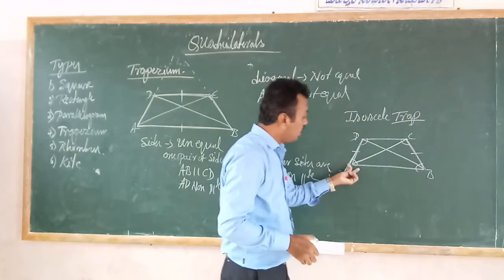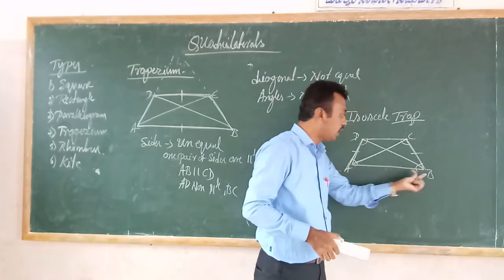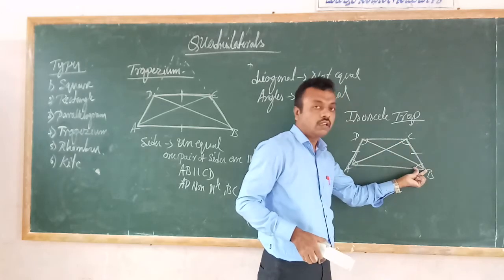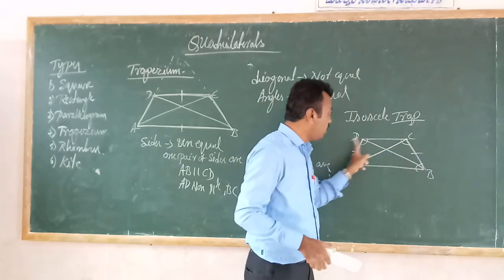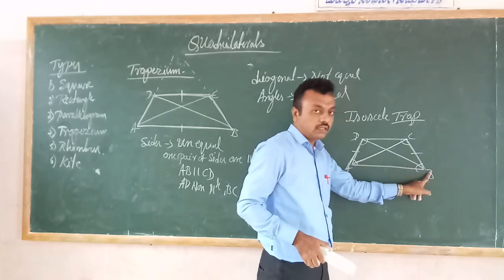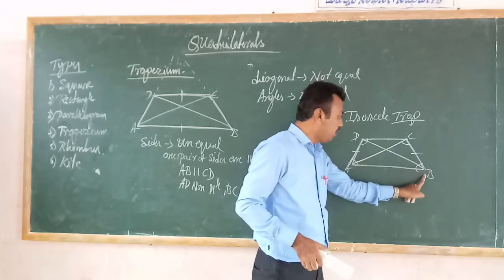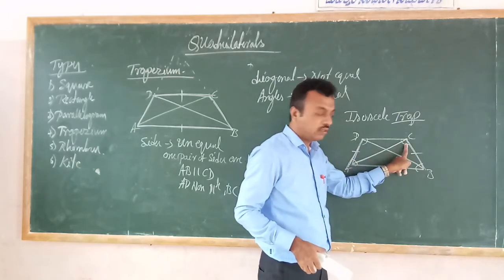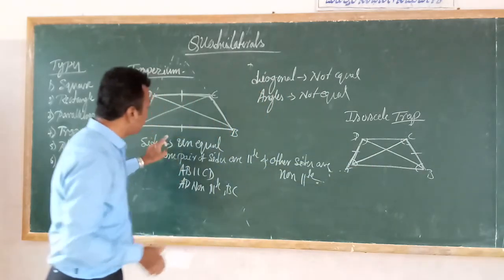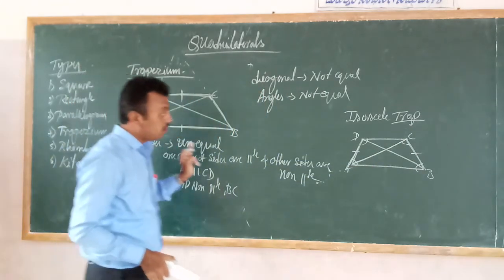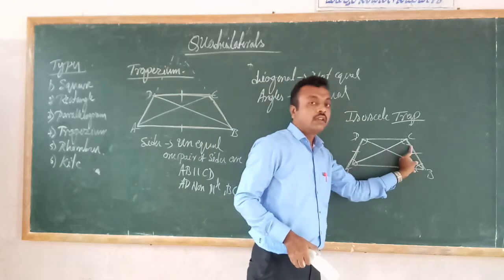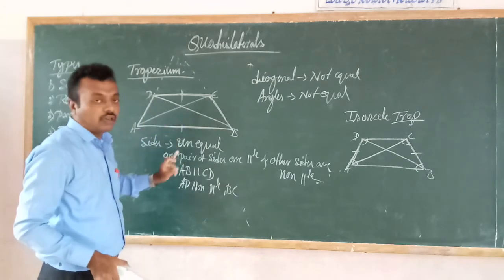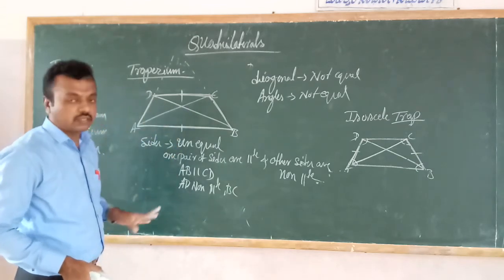But the adjacent angles add up to 180 degrees. This and this one, or this one or this one, these are 180 degrees because AB is parallel to DC. Therefore, AB is a transversal. That's why the sum of angle A and angle B is equal to 180 degrees, and angle B and angle C is also equal to 180 degrees. Understood? In an isosceles trapezium or an ordinary trapezium, both have the same property. But in an isosceles trapezium the non-parallel sides are equal, whereas in an ordinary trapezium the non-parallel sides are not equal. When they are equal, that is called an isosceles trapezium.